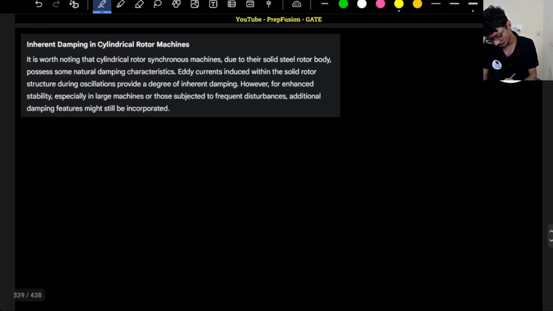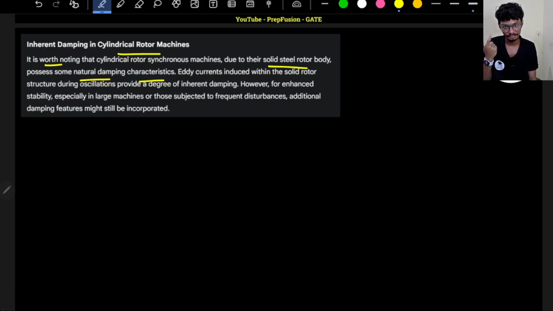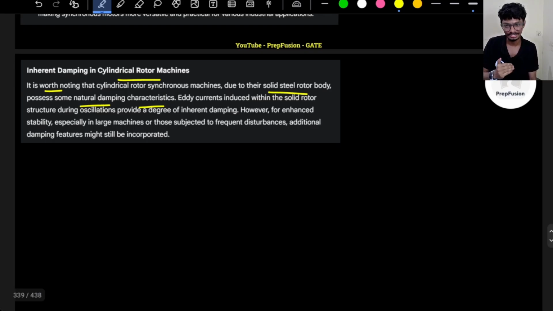We have already discussed that in cylindrical rotor machines, due to the solid steel rotor body, the rotor possesses some natural damping characteristics. Natural damping will be there because the body of the cylindrical rotor is symmetrical and solid steel. But we will still need the damper windings for starting. So damper windings will be present in both cylindrical and salient pole rotors.